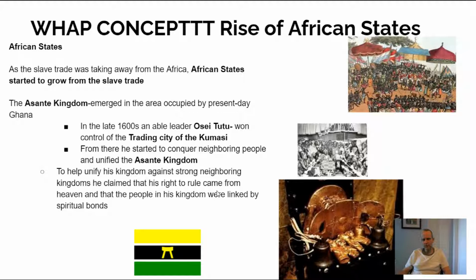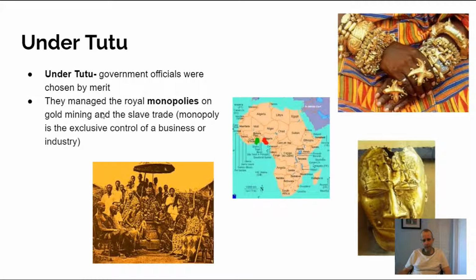To help unify his kingdom against strong neighboring kingdoms, he claimed his right to rule came from heaven, the mandate of heaven, the divine right of kings. The Africans used it too for their kingdom, and linked him to spiritual bonds. Under Tutu, government officials were chosen by merit, with monopolies on gold mining and the slave trade. So this is one of the African empires that emerges and is profitable through the slave trade, and it's ruled by Africans. It's not just Europeans being involved in the slave trade; it's African kingdoms taking advantage of other African tribes, cultures and kingdoms to become this strong Asante Kingdom.